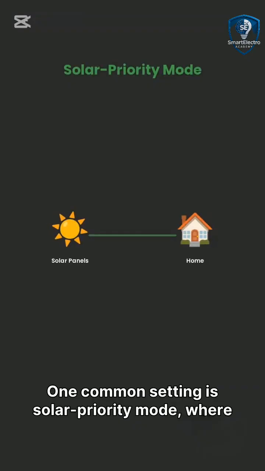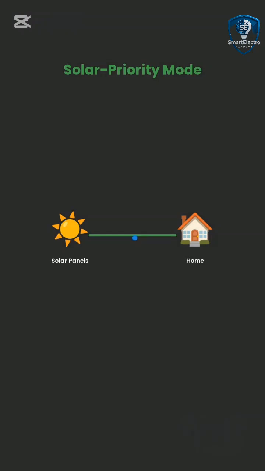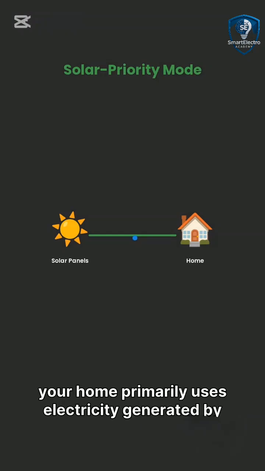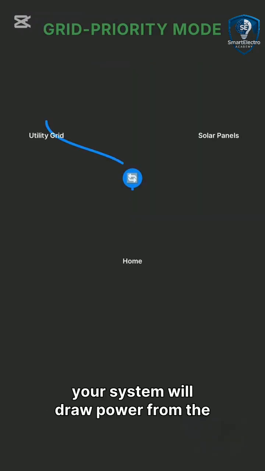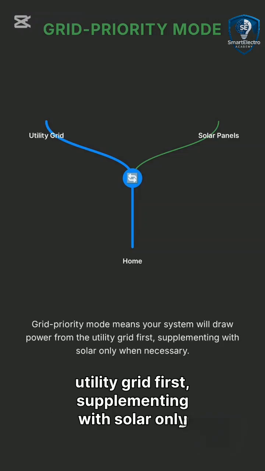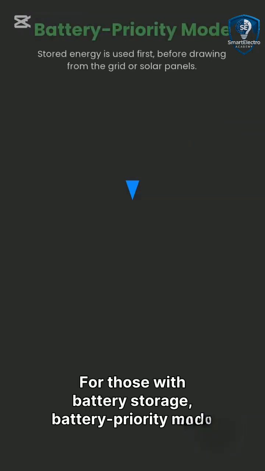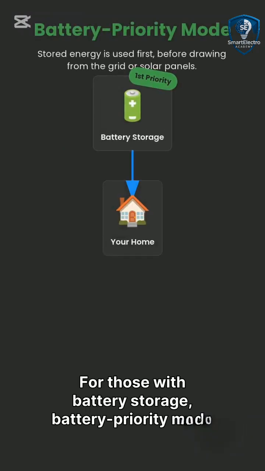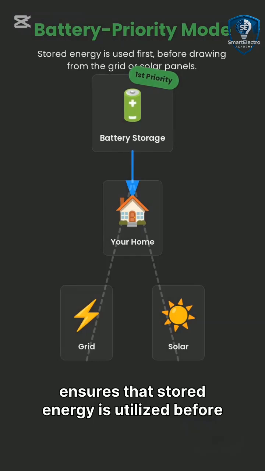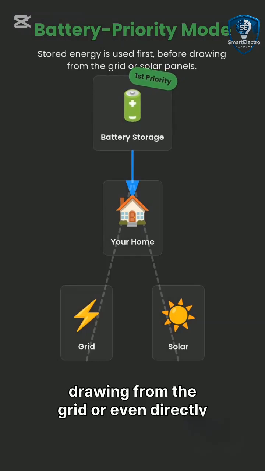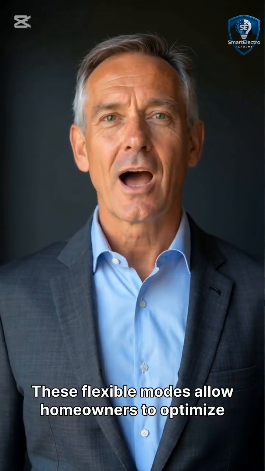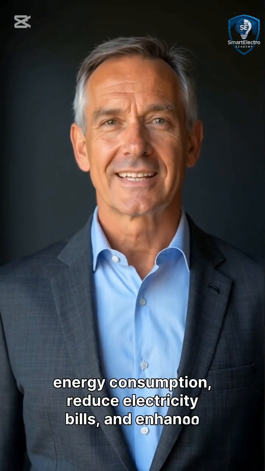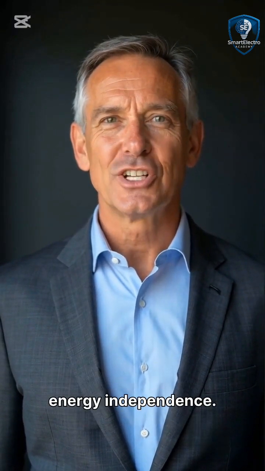One common setting is Solar Priority Mode, where your home primarily uses electricity generated by your solar panels. Grid Priority Mode, on the other hand, means your system will draw power from the utility grid first, supplementing with solar only when necessary. For those with battery storage, Battery Priority Mode ensures that stored energy is utilized before drawing from the grid or even directly from solar. These flexible modes allow homeowners to optimize energy consumption, reduce electricity bills, and enhance energy independence.